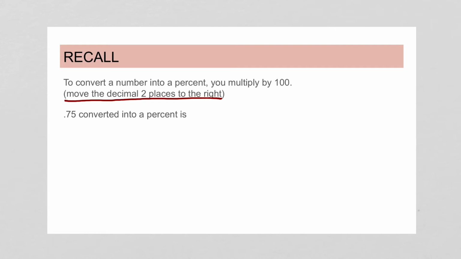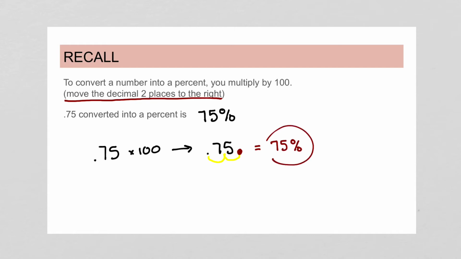So 0.75 converted into a percent is 75%. Because what I did is I took that 0.75 and I multiplied it by 100. So if I take that 0.75 and I want to use my shortcut method, I know that if I took it times 10, it would move the decimal here. If I took it times 100, it would move the decimal here. So this is where my new decimal point is going to go. So 0.75 is the same thing as 75%. I need to remember to write that percent symbol in there.